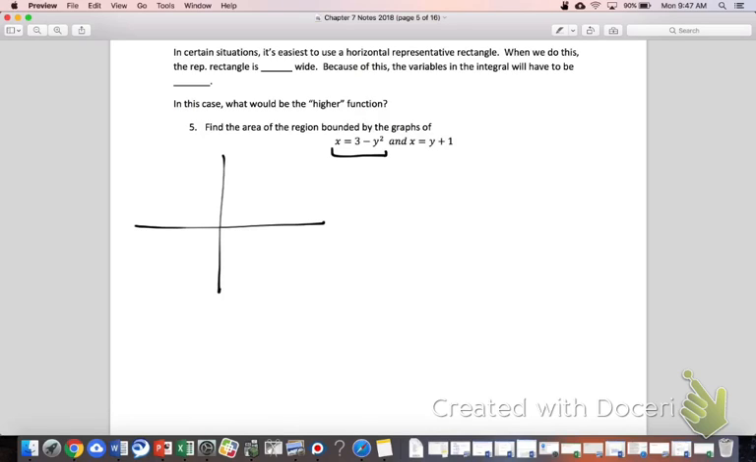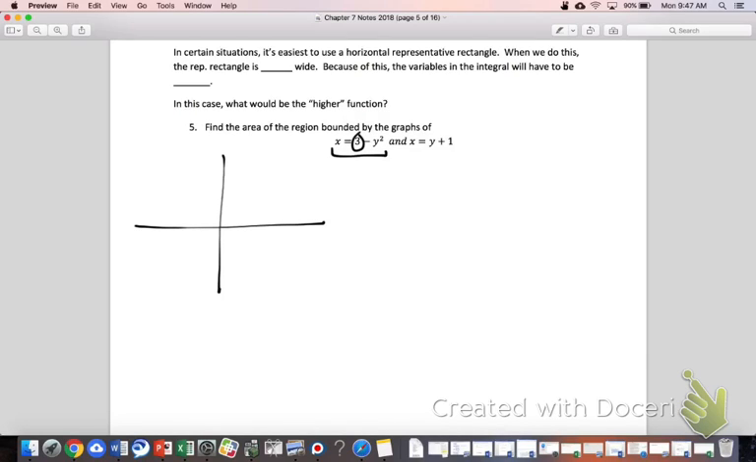x equals 3 minus y squared. Isn't that parabolic? But instead of an up-down opening parabola, this is a left-right opening parabola. Would you guess that it opens to the right or to the left? It opens to the left because of the minus y squared. And then what about this positive 3? Shifted right 3. That's right.